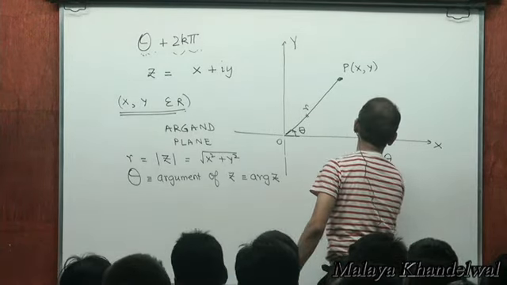So for a positive real number, the argument is 0. For a negative real number, the argument is pi. So in general, when the argument of z is 0 or pi, we can conclude that z must be purely real. Yes or no?